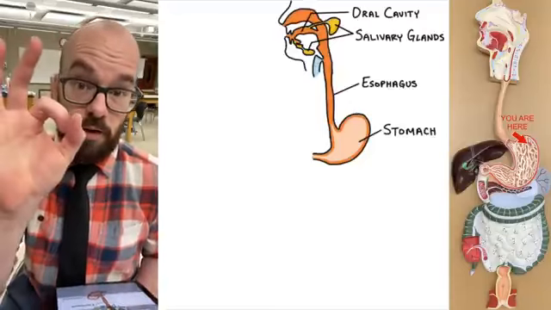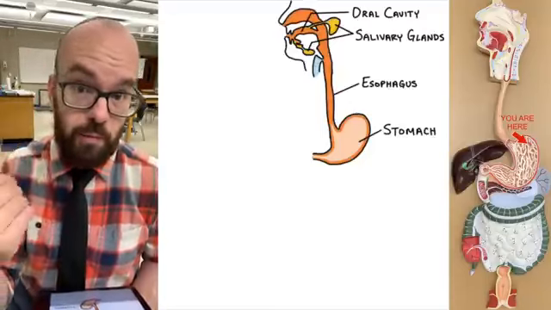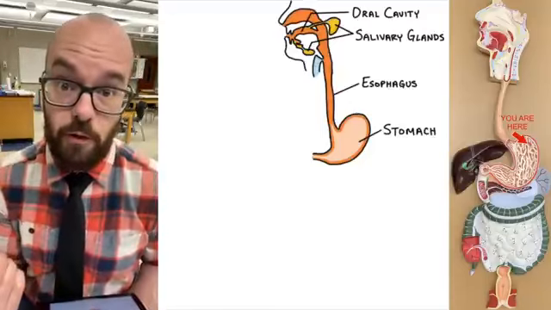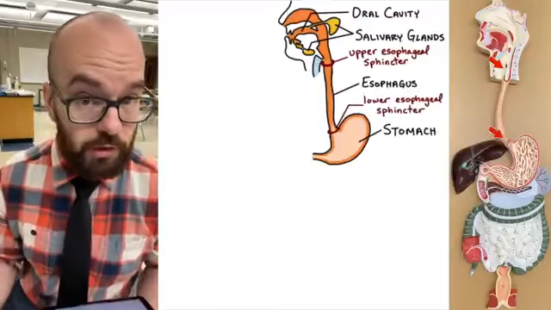Sphincters are circular muscles, and they work to close off parts of the digestive system whenever we don't want something to pass back and forth. We've got 2 in the esophagus, one on the top and one on the bottom. The one on the top is called the upper esophageal sphincter, and the one on the bottom of the esophagus is called the lower esophageal sphincter.